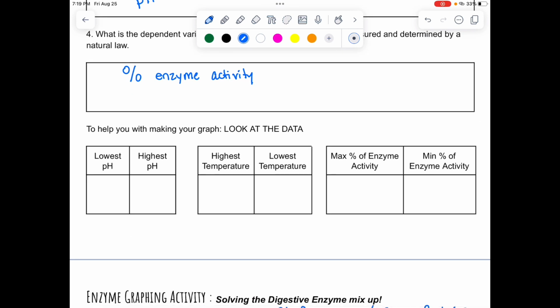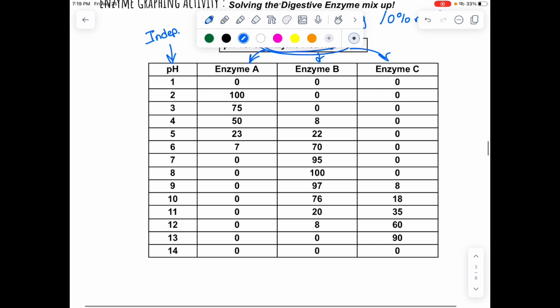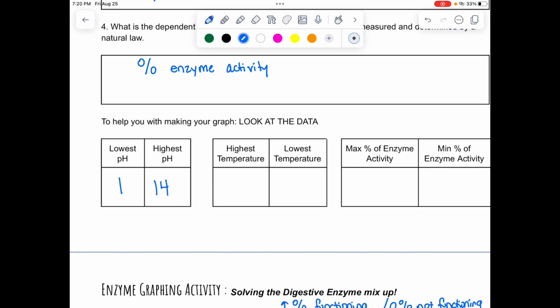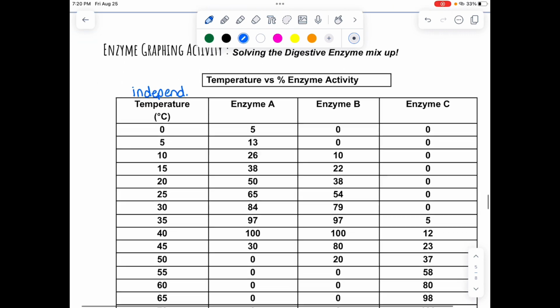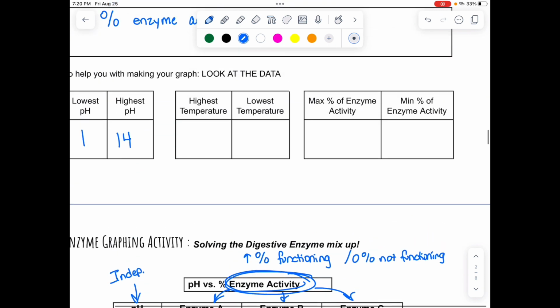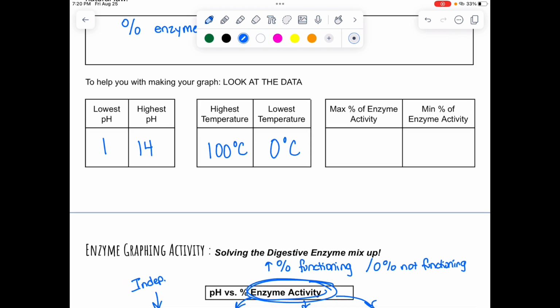Finally, we want to look at the data and we want to see, this is going to help us with our graph, what's the lowest pH and the highest pH? So it looks like our lowest pH is 1 and our highest pH is 14. If we go down to the second data table, I'm sorry, our lowest temperature is 0 degrees Celsius and our highest temperature is going to be 100 degrees Celsius. And then the maximum activity of the enzyme is 100%. And the least amount of activity we see is 0%. So if it's 0%, that means it's not functioning.